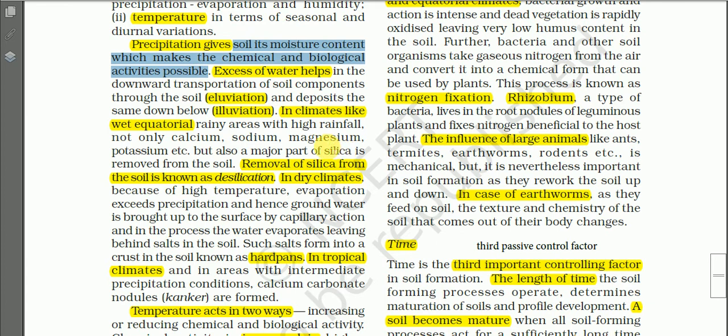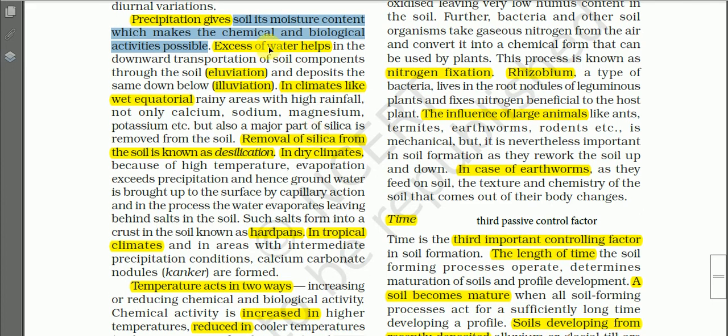Because of precipitation, because of rainfall and snowfall, moisture is given to the parent material, which makes possible the chemical reactions within the material, and biological activities are also possible. Last time we discussed that on the parent material, bacteria, then lichens and mosses will occupy, and because of that there may be further chemical decomposition in the parent material, thus leading to the formation of soil.